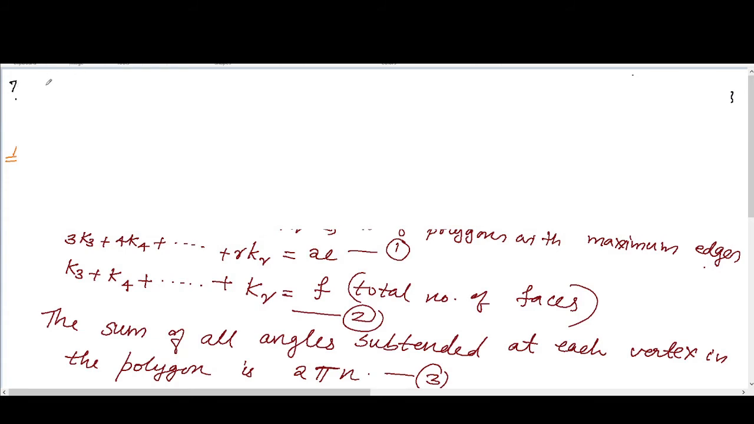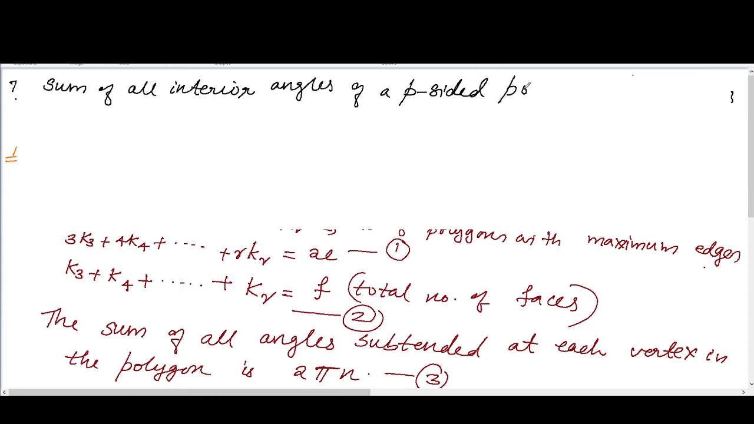You note this formula. The sum of all interior angles of a p-sided polygon is pi into p minus 2, and the sum of all exterior angles of a p-sided polygon is pi into p plus 2.